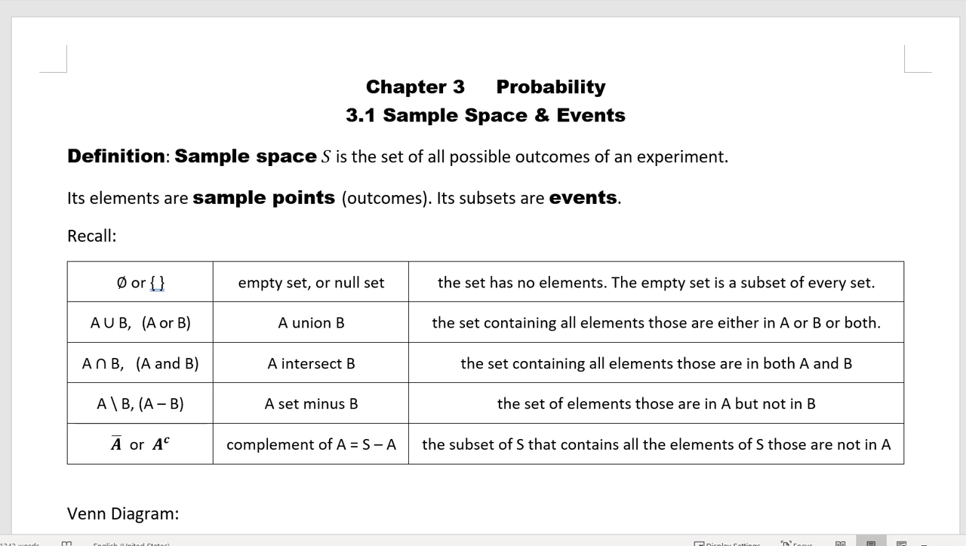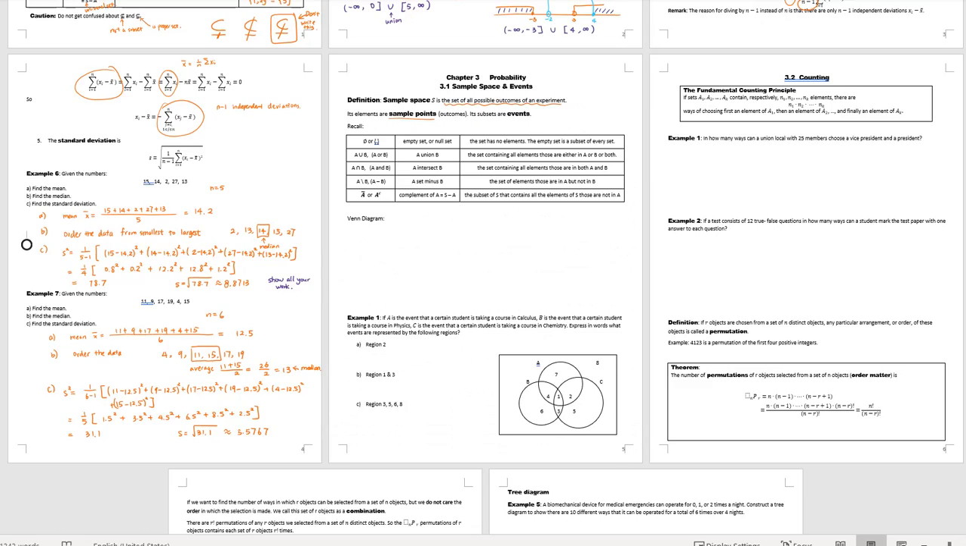Definition: Sample space S is the set of all possible outcomes of an experiment. Its elements are sample points, and we can also call them outcomes. Its subsets are called events. So the set of all possible outcomes is called the sample space, and the outcomes are called sample points or outcomes. We usually just call them outcomes, and the subsets are called events.